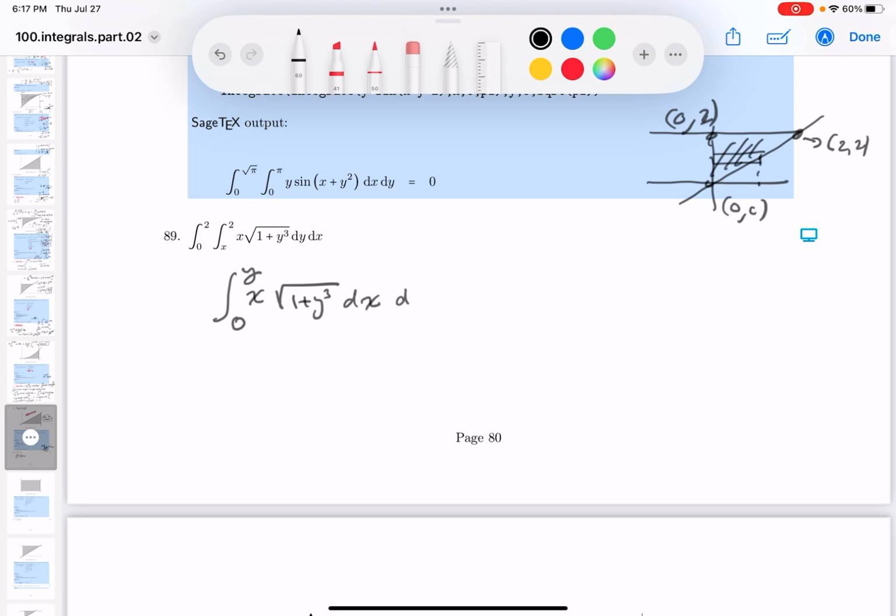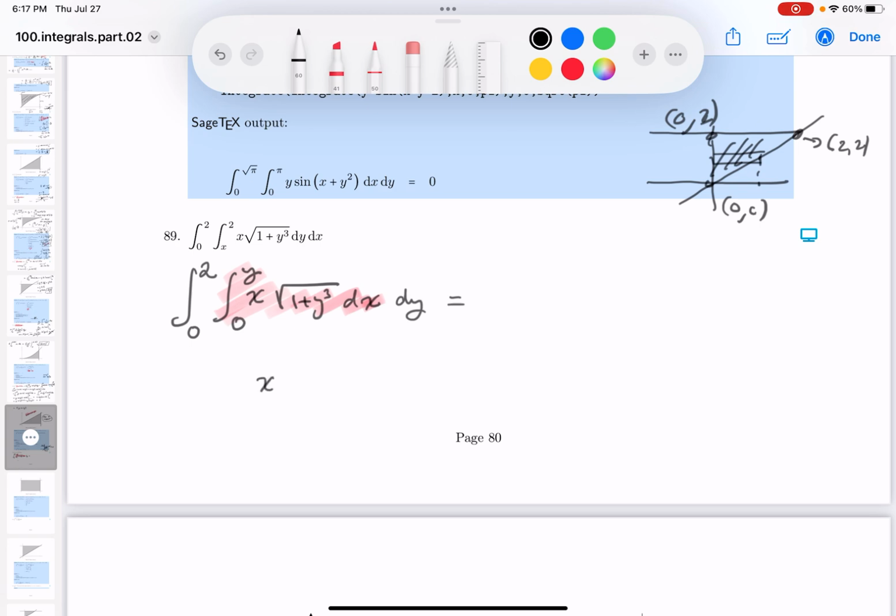This is going to be dy, and the y, let's take a look at that. It's going to start at 0, and it's going to go up to 2. All right, now let's do this. I want to pull what I'm doing over here. I'm going to do this first. Looks pretty simple. I'll write it down.